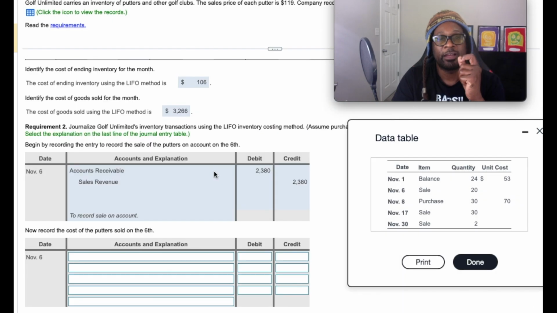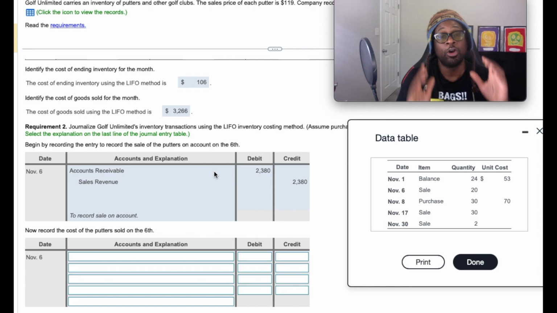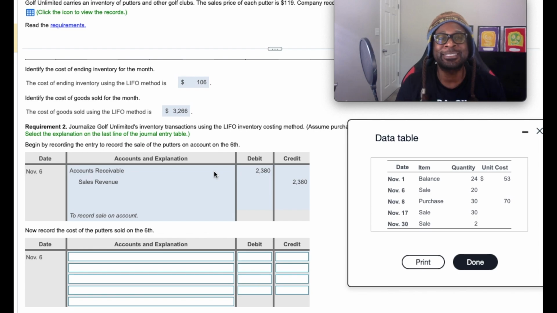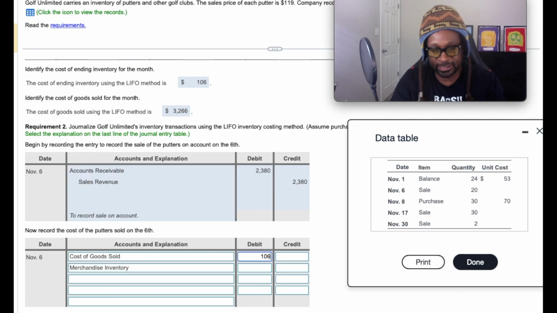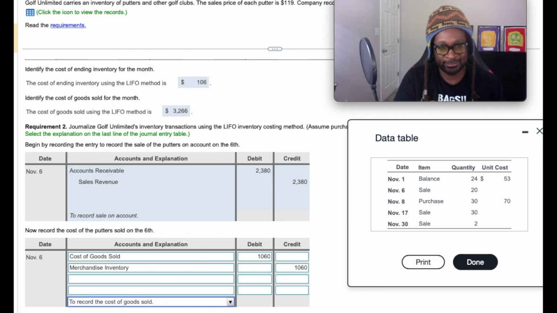Well done, gang. The November 6th transaction is not fully complete because we must also recognize the cost of goods sold. Remember, gang, inventory is an asset when you purchase it, but the minute you sell it, it becomes an expense to the company. That expense is called the cost of goods sold. And therefore, we've calculated the cost of goods sold amount for those 20 units in the previous table, which means that we're going to debit cost of goods sold and credit merchandise inventory for $1,060. We're going to check the answer.